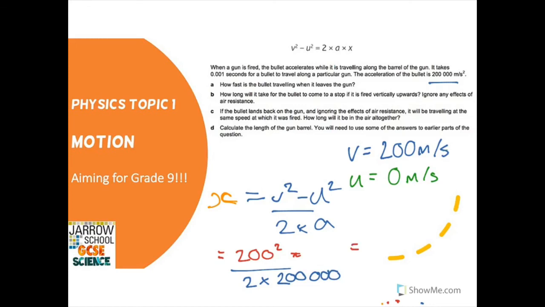So 200 squared is 40,000, divided by 2 times 200,000, which is 400,000, will give us 0.1 meters. So the gun length is 0.1 meters. We may then have to change that into centimeters, so that would be 10 centimeters. It would also be 100 millimeters.